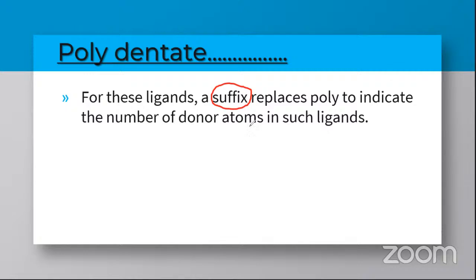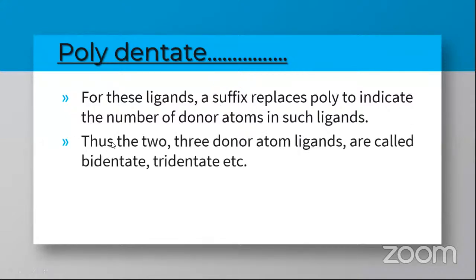So members, a suffix is a word or group of words that comes at the end of a word, then a prefix comes first. Like how we do it in chemistry, under this part we said that two or three donor atom ligands are called bidentate.